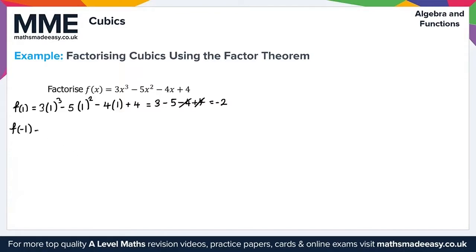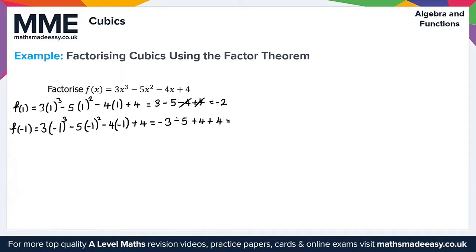So f of minus 1. And again, we just repeat the same process here. So that's 3 lots of minus 1 cubed, minus 5 lots of minus 1 squared, minus 4 lots of minus 1, and finally plus 4 there. Well here, minus 1 cubed is minus 1, and we times that by 3, we get minus 3. Minus 1 squared would be positive 1, and if we times that by minus 5, we get minus 5 there. Minus 4 times minus 1 is plus 4, and finally we've got another plus 4 there.